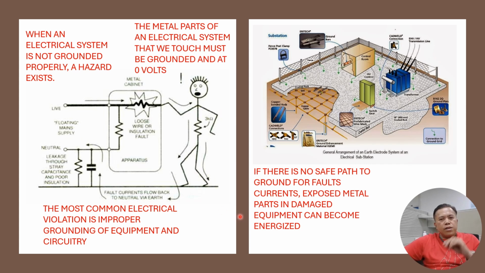If there is no safe path to ground for fault current, exposed metal parts and damaged equipment can become energized. That's why some of the inspectors are very strict with the grounding. In Aramco, and even in Shell, the main priority is grounding. First, you need to do the grounding system before you do anything else. So this is how to recognize electrical hazards in our workplace.